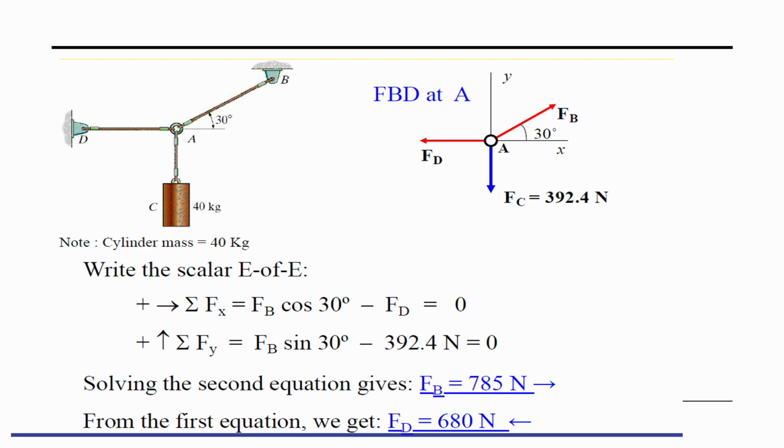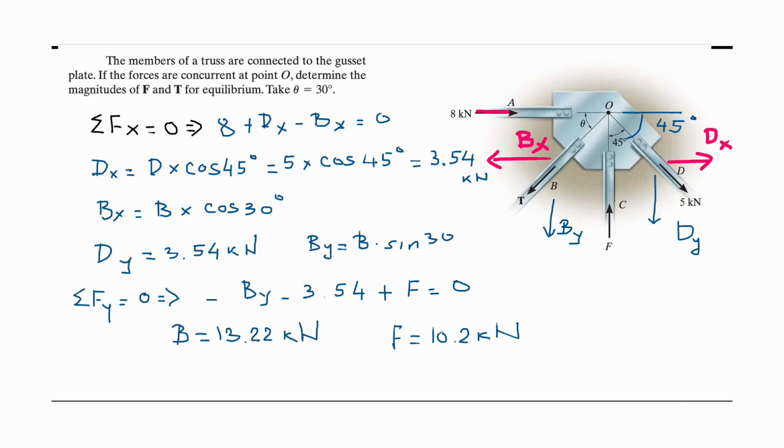Bearing in mind that the FB force has to be resolved into two components, FBX and FBY, FBX will be this force times cosine of 30, and FBY will be this force FB times sine of 30. Both of them will go in a positive direction because FBX is in X positive and FBY is in Y positive. FD is in a negative X direction and FC is in a negative Y direction.